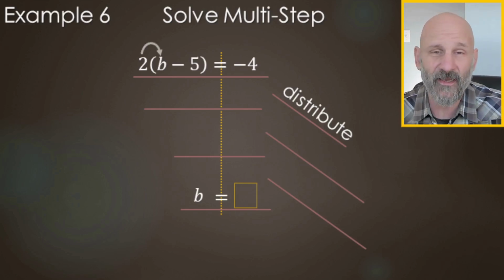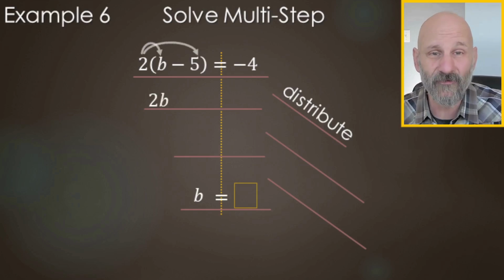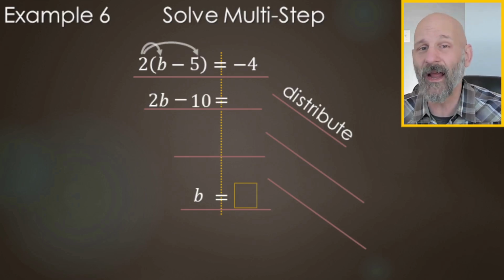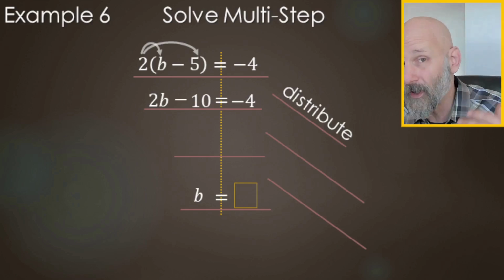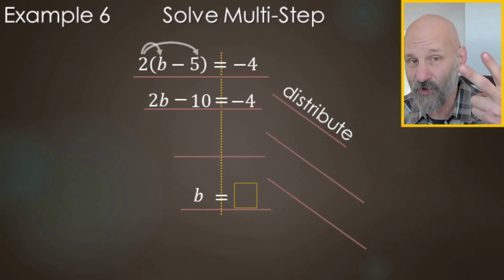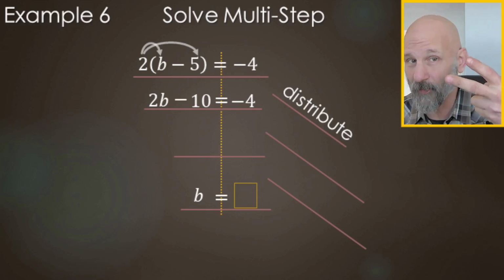So in this case, that's going to be 2 times b, that's 2b. And then we'll do 2 times minus 5, that's going to be a negative 10. And then we still have the equals negative 4. Now it looks like the ones we just finished doing, like a two-step equation. So now we do the add or subtract first, then the multiply or divide second.